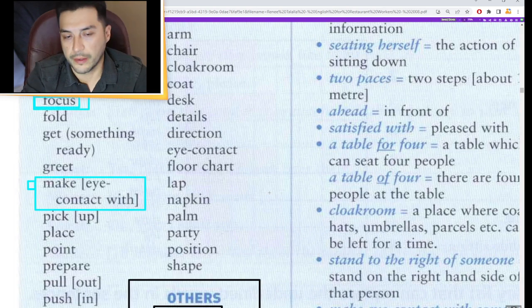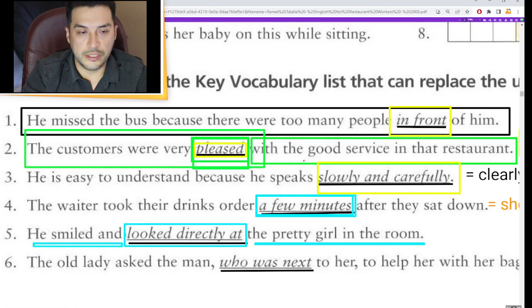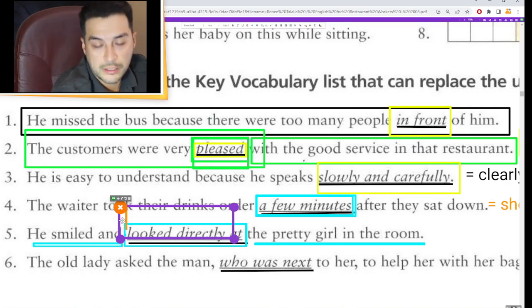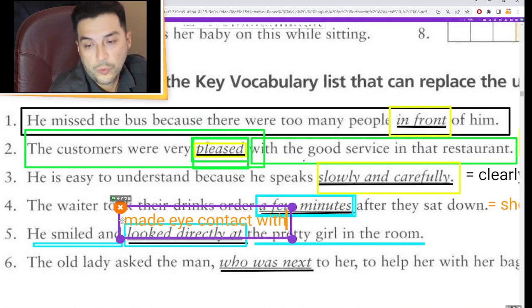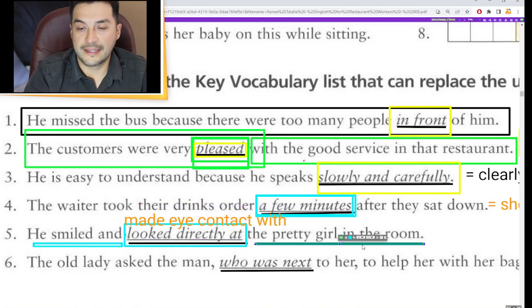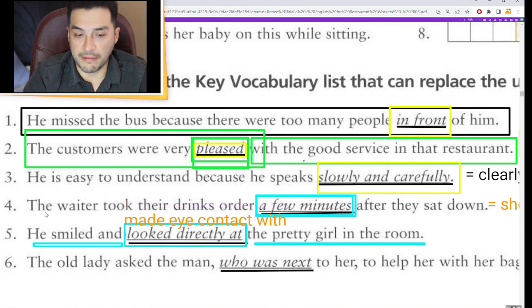Now let's put it in our example. He smiled and made eye contact with the pretty girl in the room. Sounds good. Excellent. He smiled and made eye contact with the pretty girl in the room. Number 5, made eye contact.